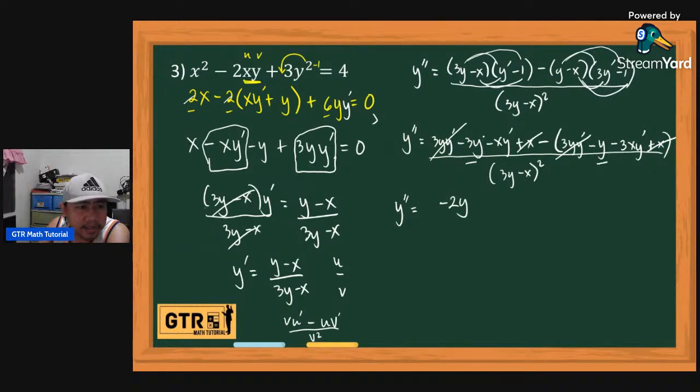And then last, negative xy minus negative 3xy, so that will become positive 3xy prime. And then we have minus xy prime here. So we can add negative 1 plus 3, so that is positive 2xy prime all over 3y minus x squared.